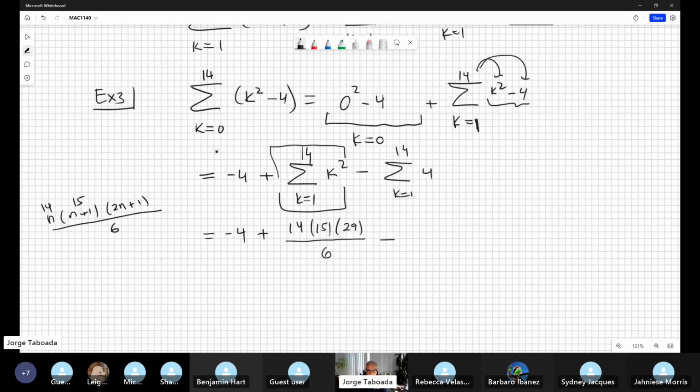And this is super easy because it's a constant, and for a constant it's multiplication, 14 times 4, using property number 1. Now ready. Negative 4 is negative 4, plus the multiplication in the calculator, 14 times 15 times 29, divided by 6. The answer is 1,015. Minus 14 times 4 is 56. And everything together is 954. Cool?